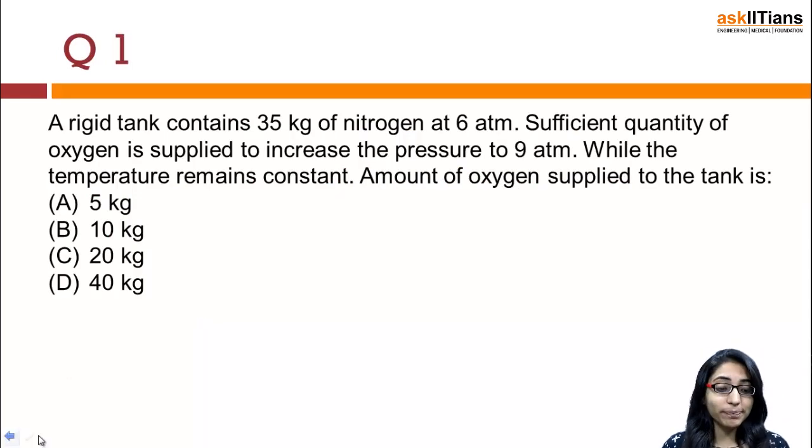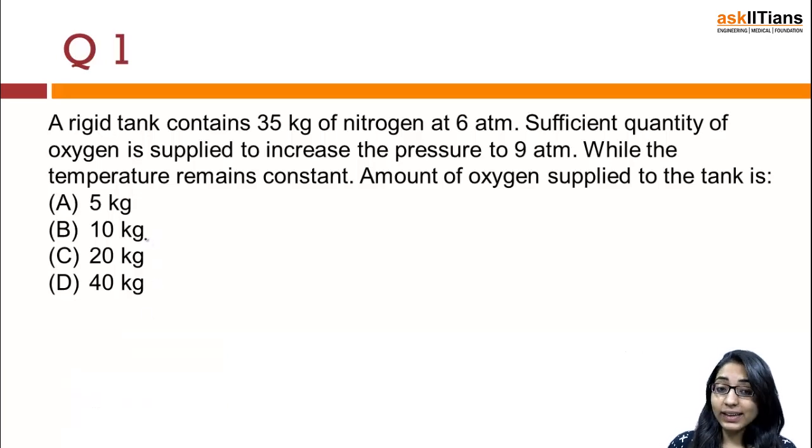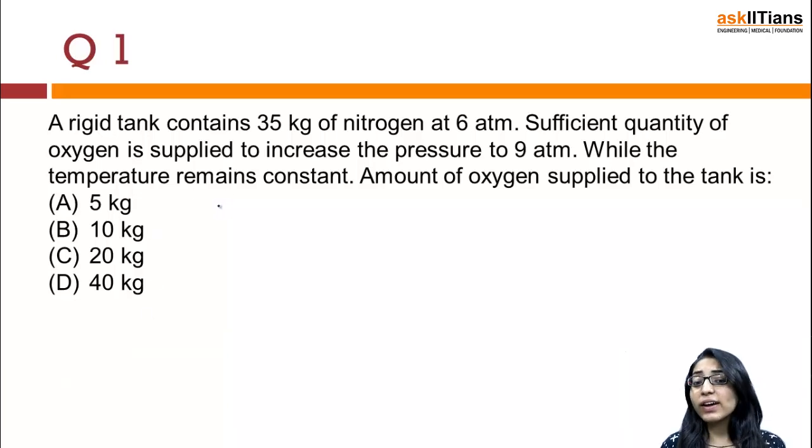gases in the chapter. So the first question that I am going to consider here is: a rigid tank contains 35 kilograms of nitrogen at 6 atm. That means you have been given the gaseous species, contained in a rigid tank at a pressure of 6 atmosphere, and the total mass of nitrogen has been given to be 35 kilograms.